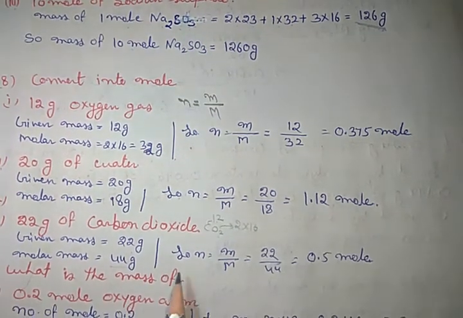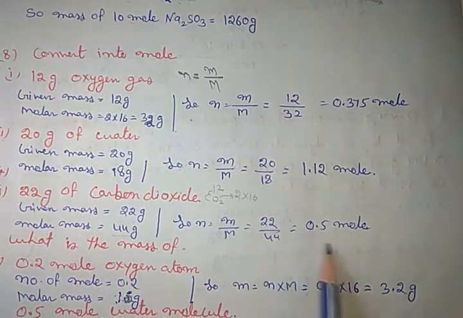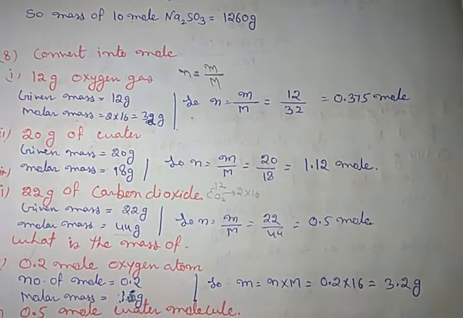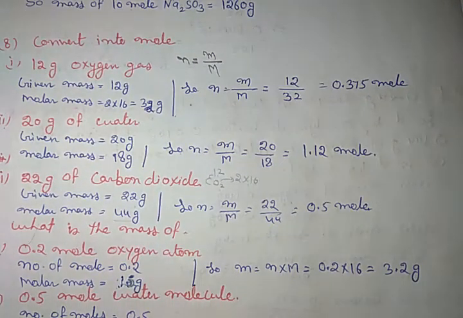Clear? So n is m upon M. Put the values, the answer becomes 0.5 mole. Clear? Now the ninth question, what is the mass of 0.2 mole oxygen atom?